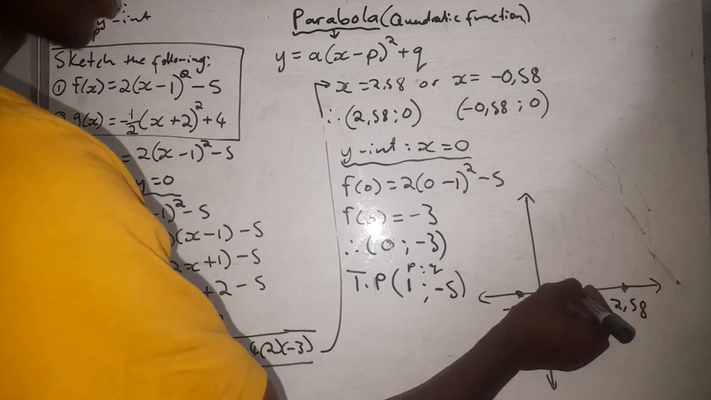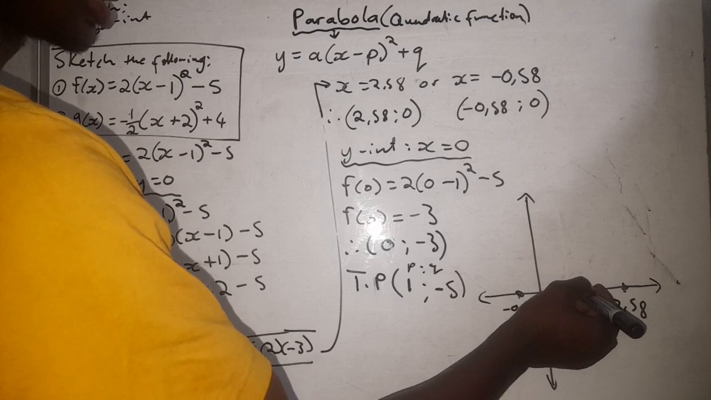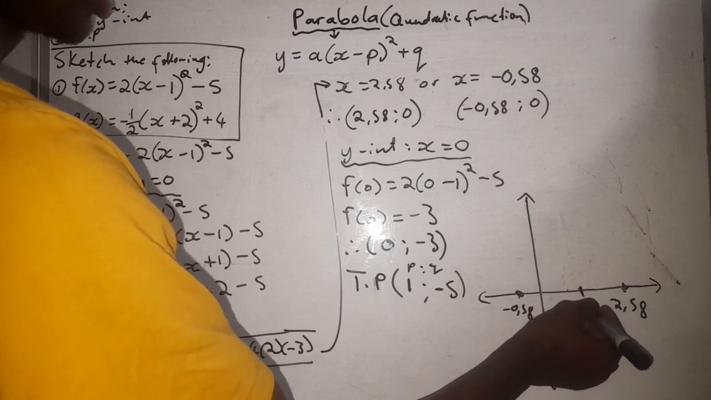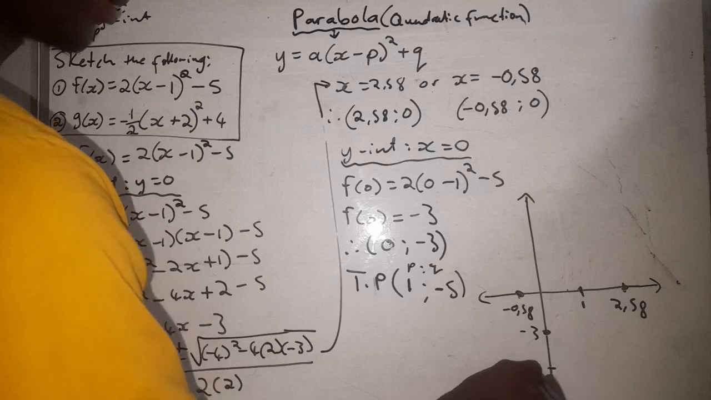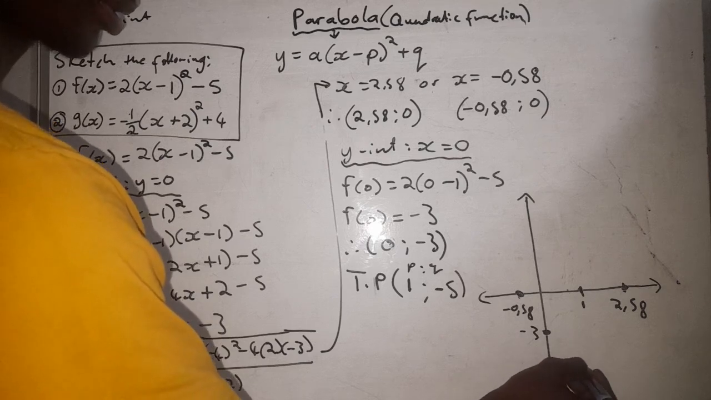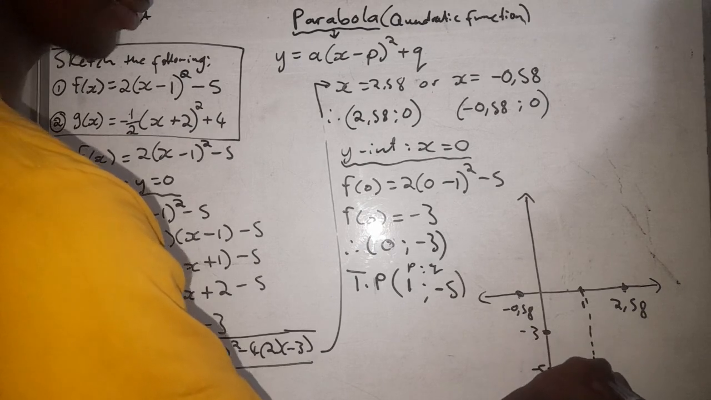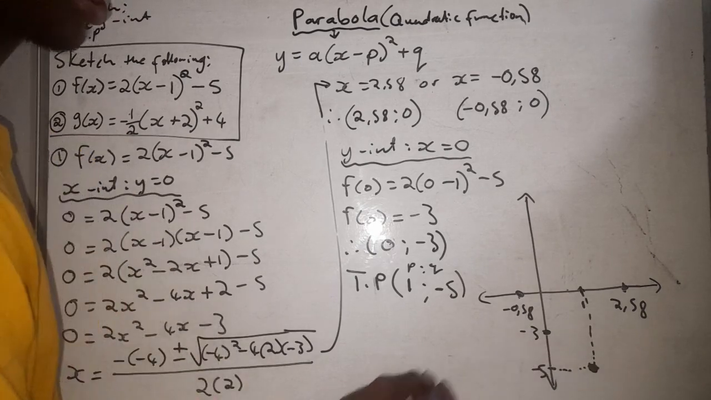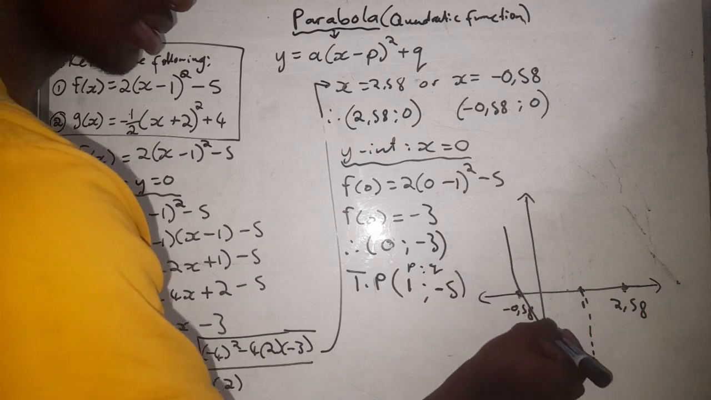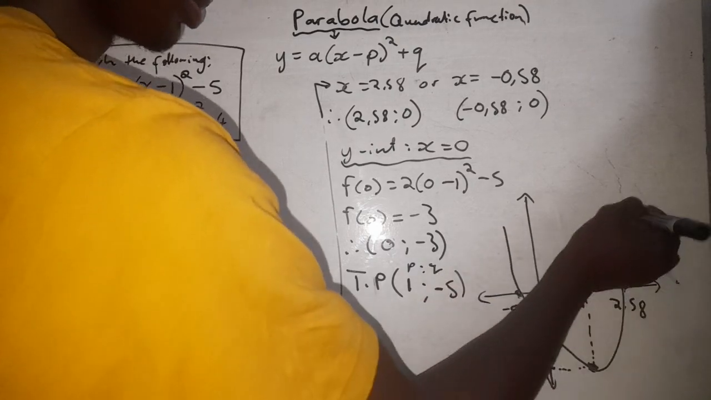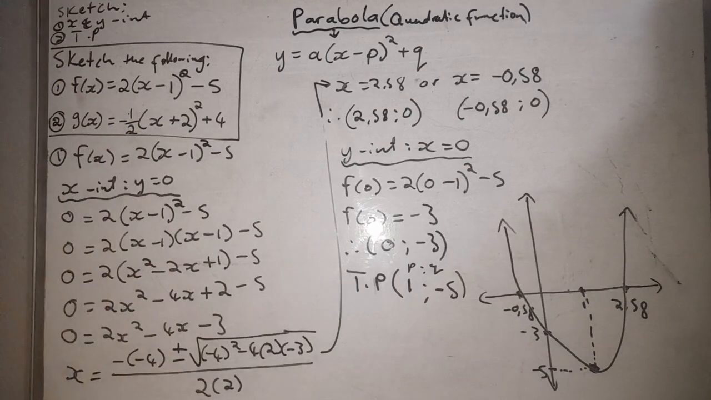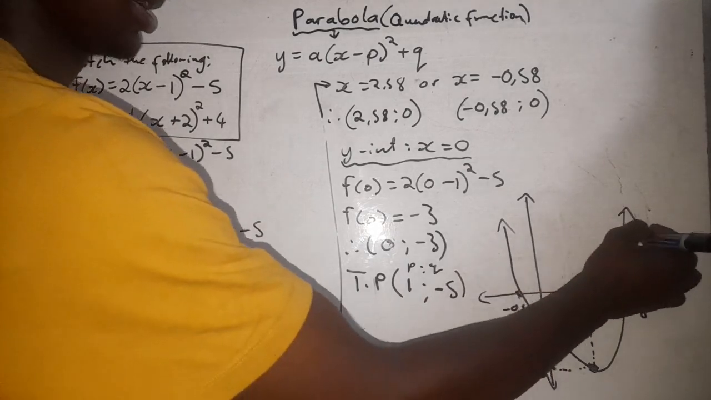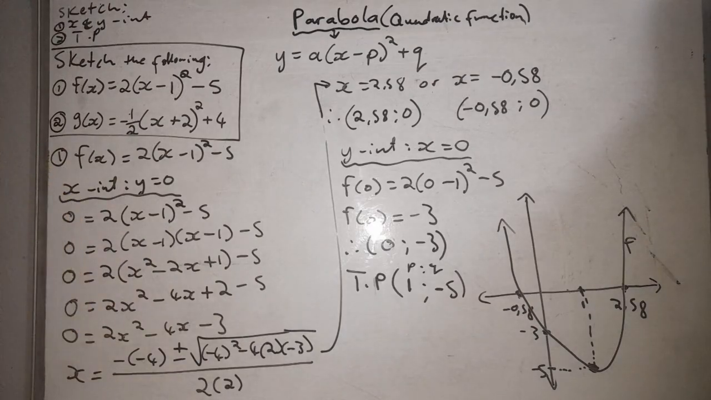So 1, I'm going to plug it over here. This will be my 1, meeting up with minus 5, that should be somewhere here. Then 1 and minus 5 meet somewhere over there. Then just join the points. Then there's your graph of f. So that's the answer to the first question. Let's move to the second question.